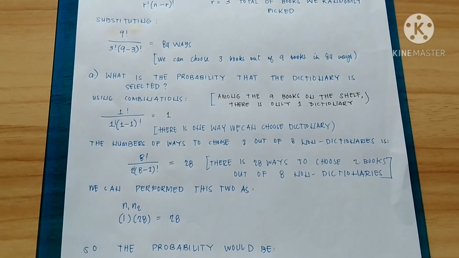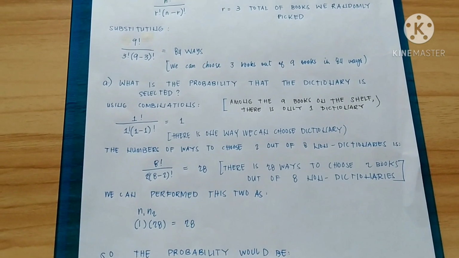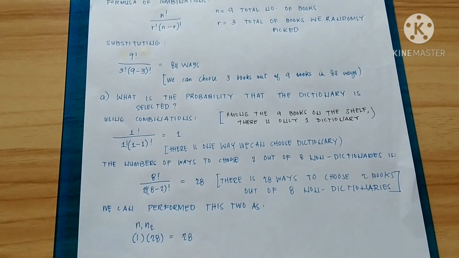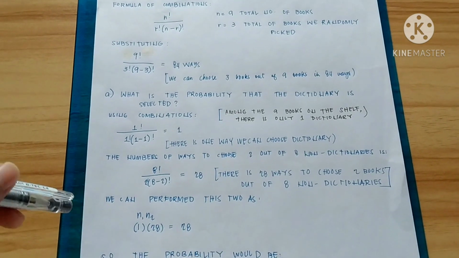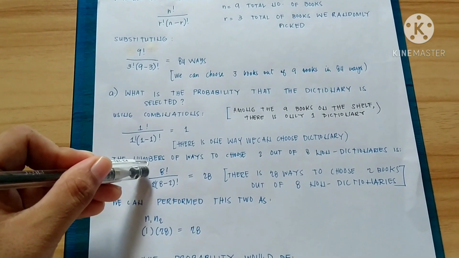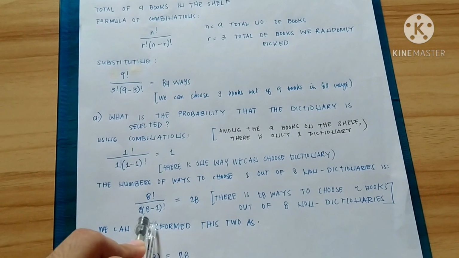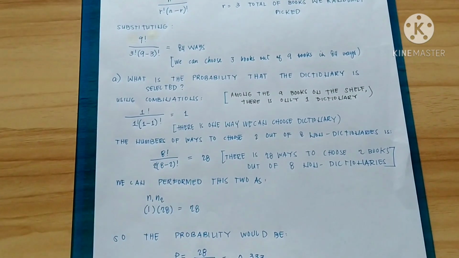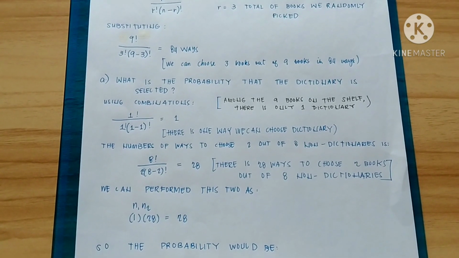So analyzing that, there is 1 dictionary on the shelf, so we consider the other 8 books as non-dictionaries. So the number of ways to choose 2 books out of 8 non-dictionaries is, substituting it to the formula of combination, we have 8 factorial all over 2 factorial multiplied by 8 minus 2 factorial equals 28, which means there are 28 ways to choose 2 books out of 8 non-dictionaries.